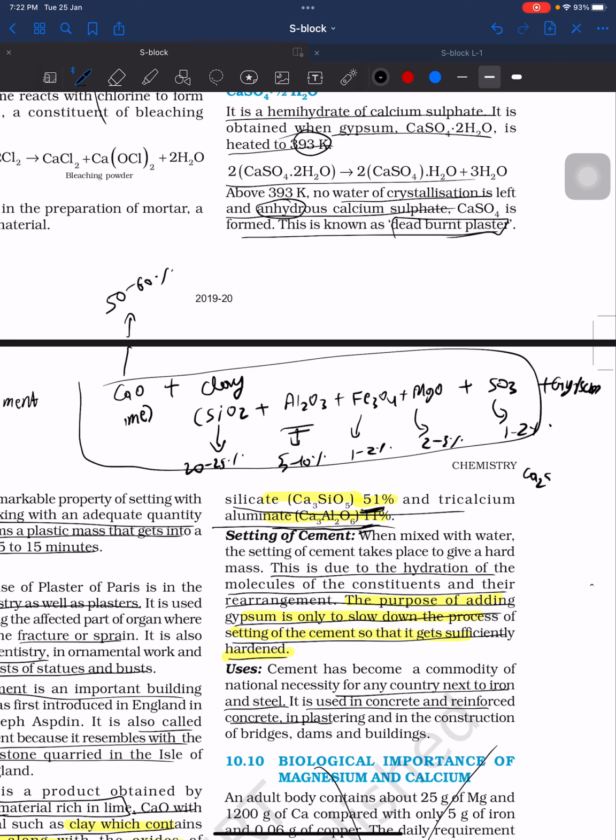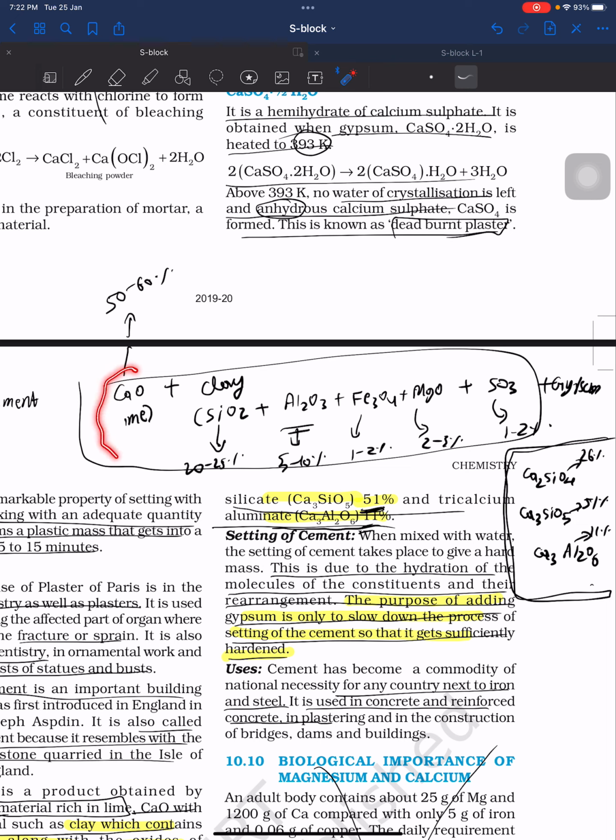One is Ca2SiO4, dicalcium silicate, which is like 26% of the cement. Then tricalcium silicate, Ca3SiO5, which is like 51% of the cement. All right. And the other is tricalcium aluminate, Ca3Al2O6, which is like 11% of the cement. So these are the major ingredients of the cement after this lime reacts with the clay, which consists of silicon dioxide, SiO2, which is silica, aluminium oxide, iron oxide, magnesium oxide, sulfur trioxide.